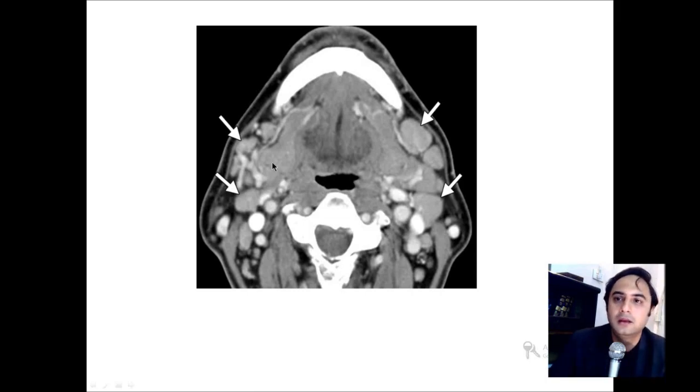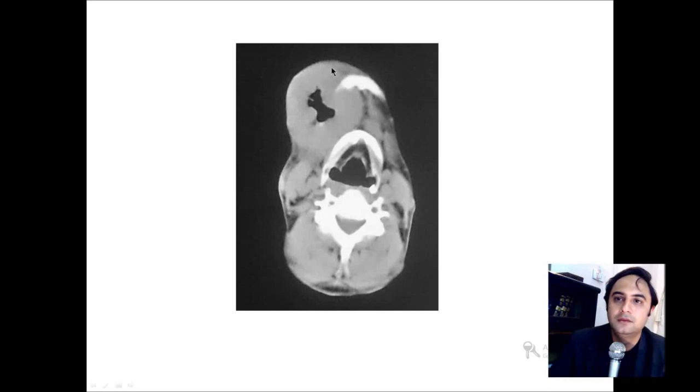Okay, an additional thing. Now, this is an enlarged node. You can see the diameter is greater than 6 centimeters, and the reason this area is hypodense is that the contrast is unable to take up in the central area. This is a large node, a huge node greater than 6 centimeters.